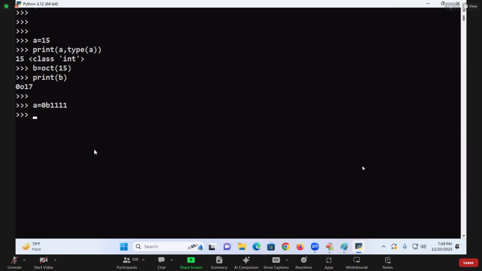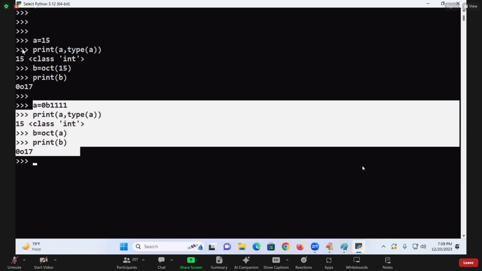Now go to the print of A. It is printing in decimal format. Now you go for converting into octal. A, which is binary, I am converting into B, and I will print B. It is going to be 0o17. Which conversion? Binary to octal.